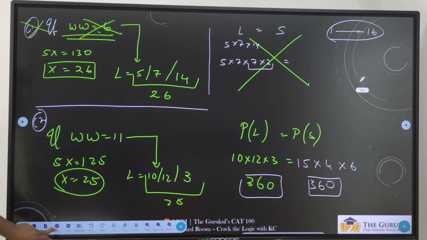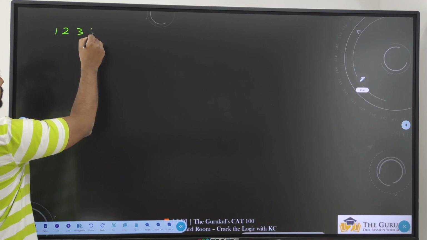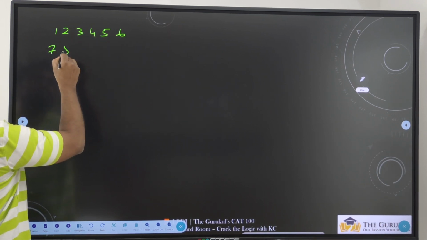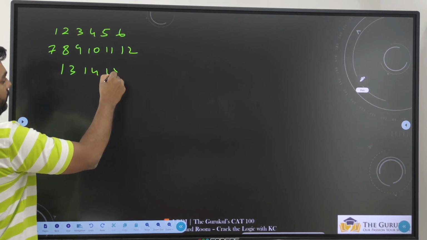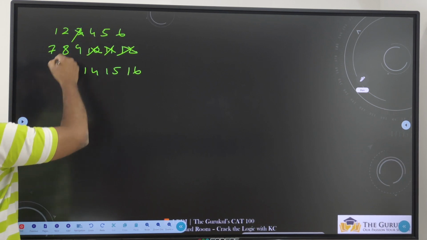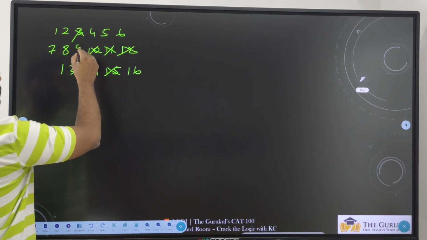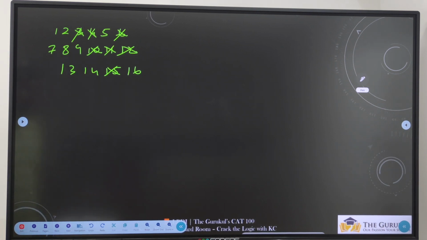Right? Now let us write down what all numbers are used. I need to use only the numbers 1, 2, 3, 4, 5, 6, 7, 8, 9, 10, 11, 12, 13, 14, 15, 16. 11, 12, 10, 3 are done. 15 into 4 into 6, these numbers are done already. Now using the remaining numbers, what can be the different possibilities of getting 25 as the sum of 3 numbers?